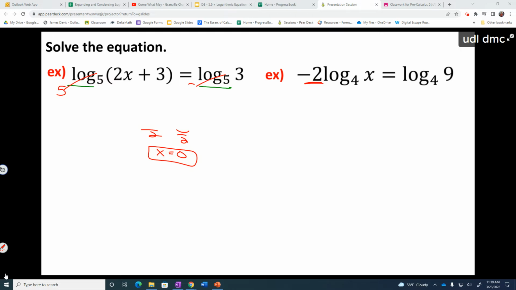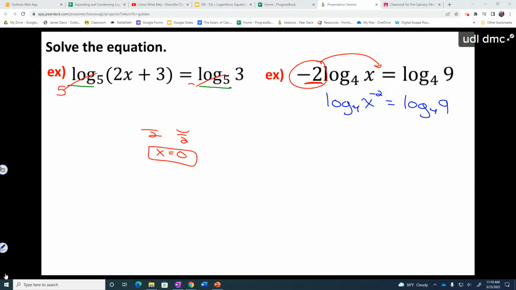Right, yeah. So we have this log property that we've been using, where if you have a number in front, you can bring it up to the exponent. You don't want to divide. Some of the other class had a good idea, they said divide both sides, but then you haven't really solved the problem. You just sort of moved it to the other side. So how we want to do that is take that number as the exponent. So then we write it as log 4 of x to the -2 equals log 4 of 9.